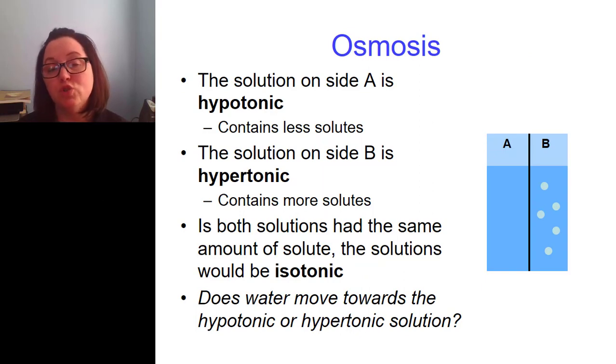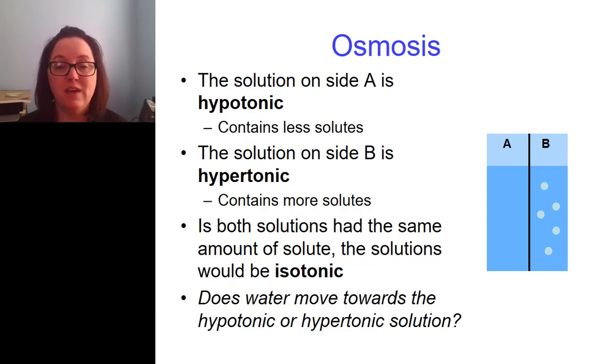Right? Let's use some new terms applied to the situation. The solution on side A is hypotonic. Hypo means lower than normal, and this is referring to the number of solutes. So the hypotonic solution is a solution that has less solutes than a comparison solution. Side B is hypertonic, right? Someone who's hyperactive has lots of energy, right? Hypertonic means lots of solutes. So the hypertonic solution has more solutes than the hypotonic solution.